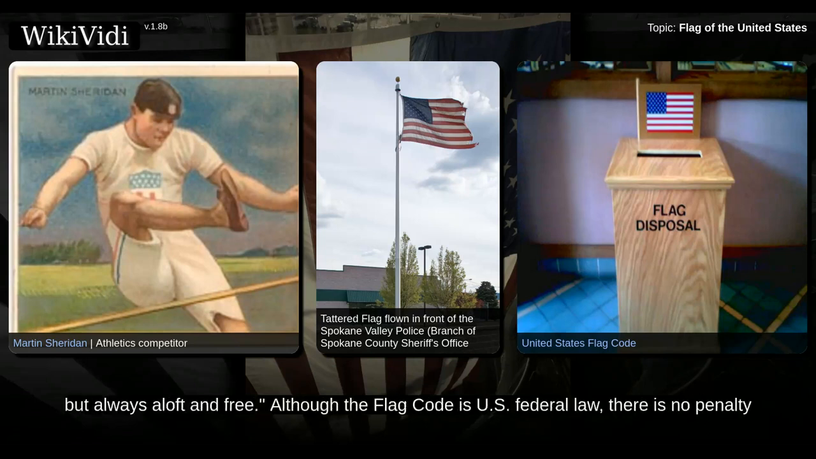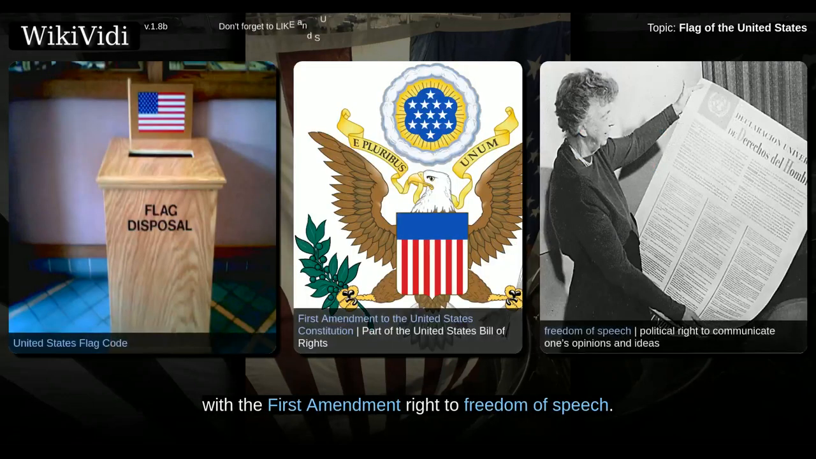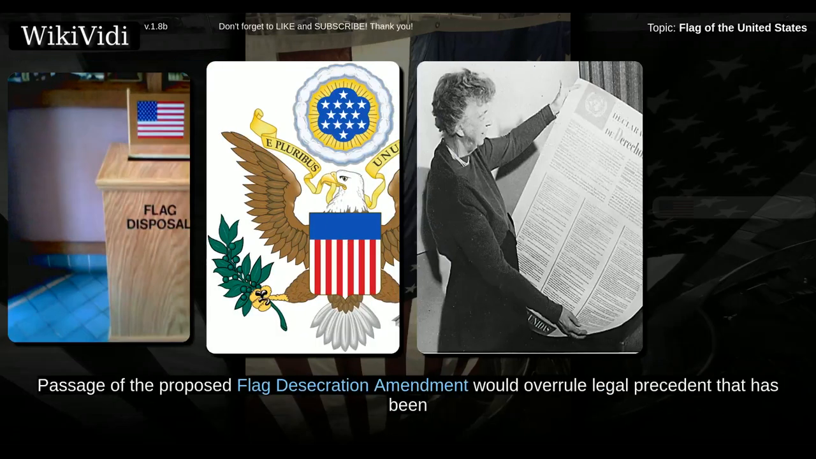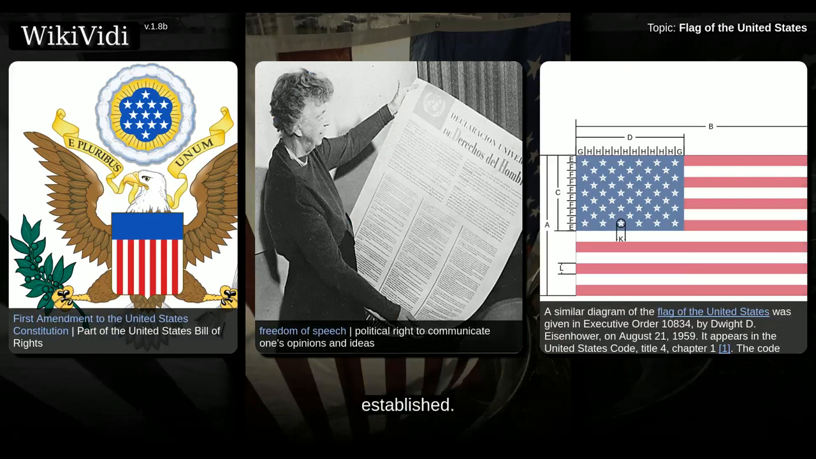Although the flag code is U.S. federal law, there is no penalty for a private citizen or group failing to comply with the flag code, and it is not widely enforced. Indeed, punitive enforcement would conflict with the First Amendment right to freedom of speech. Passage of the proposed flag desecration amendment would overrule legal precedent that has been established.